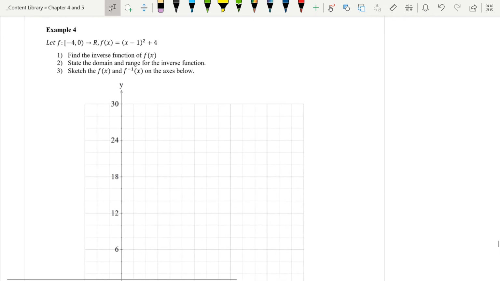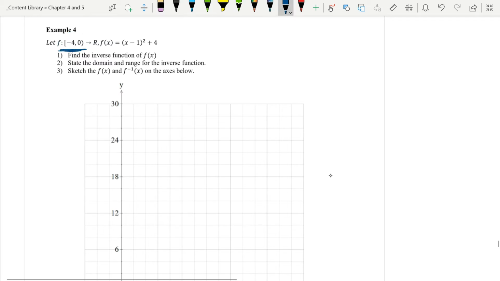Okay, example 4. Let f have domain from minus 4 to 0. Okay, restriction of domain. First of all, it's a quadratic function. Is that quadratic a one-to-one function or not? No, that's why I have this domain restriction here to make it become a one-to-one function. So can you draw this graph for me, please?